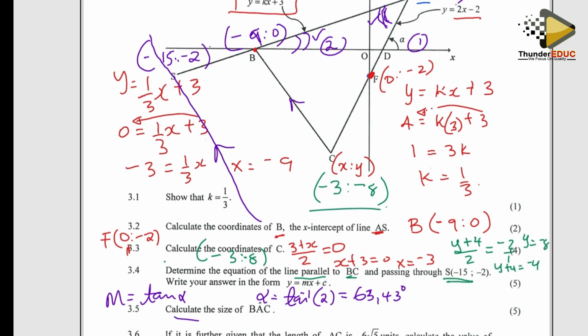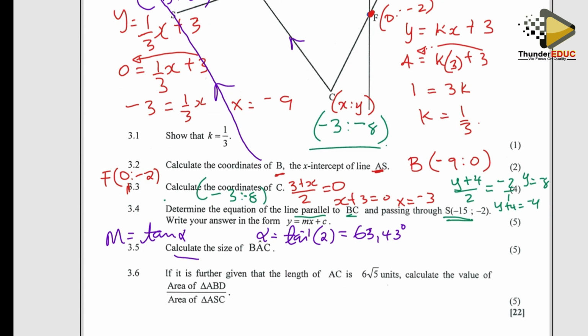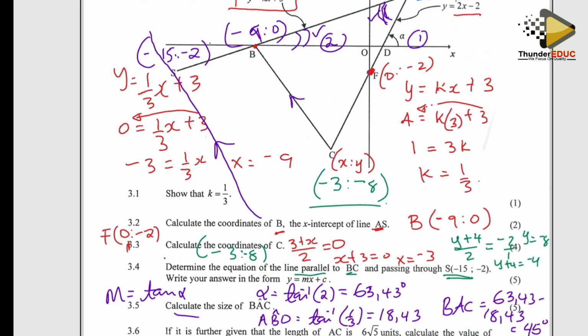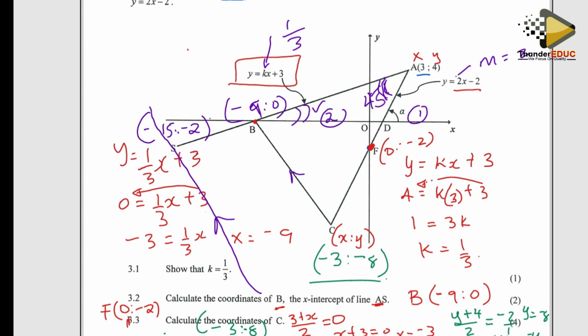So angle ABO is going to be the shift tan of 1/3. And then that is giving me 18.43. And then for me to get my BAC, it's going to be 63.43 minus 18.43. I'm getting 45 degrees. Okay, so which means this is a 45, a super 45.